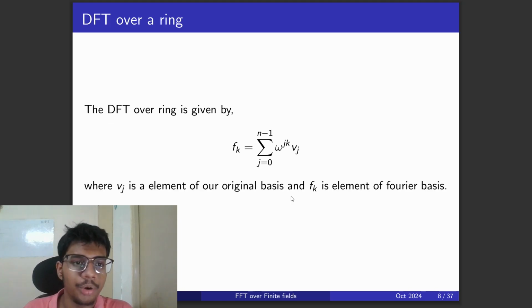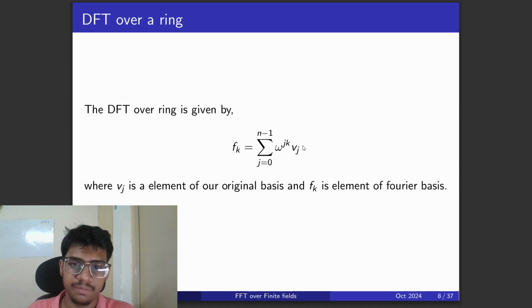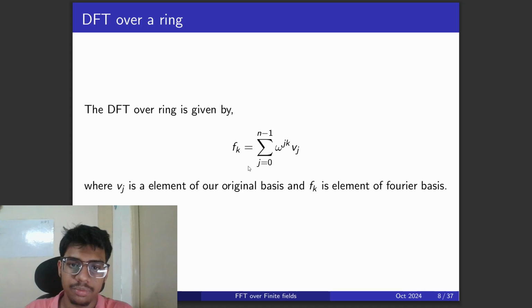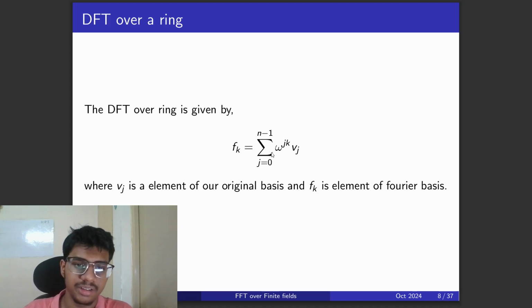So now, what is the discrete Fourier transform over a ring? It is Fk equal to summation from j equals 0 to n minus 1 of omega to the power of jk times Vj. So Vj is the original basis, and Fk is our Fourier basis. So just taking a matrix of roots of unity and multiplying it with the original basis, we can get the Fourier basis.